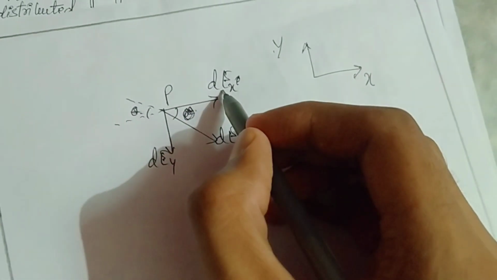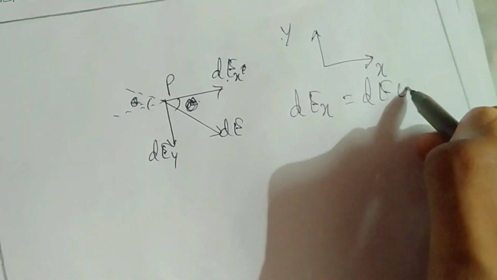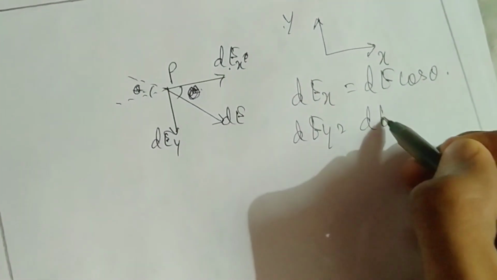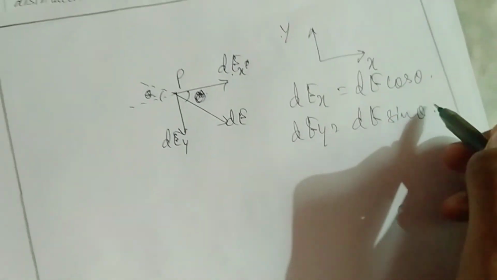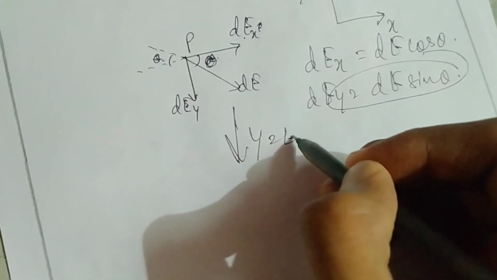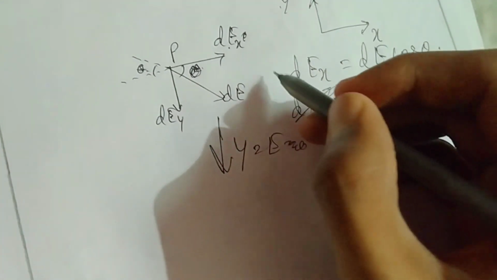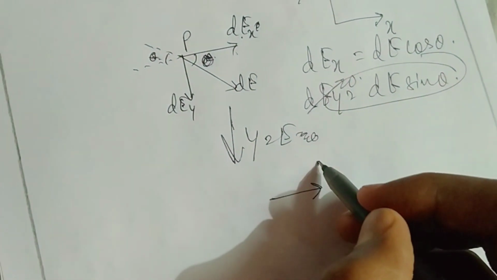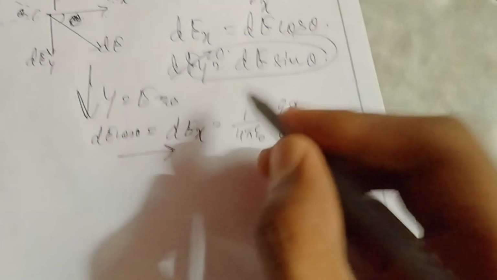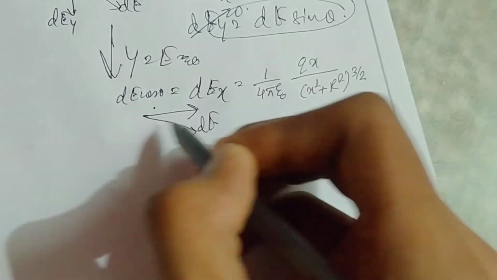So dEx is dE cos theta and dEy is dE sin theta. We will see that along the y axis the E is completely 0, and we have an electric field along the x axis. This is equal to dE cos theta. So this was the resultant dE and this is dEy.